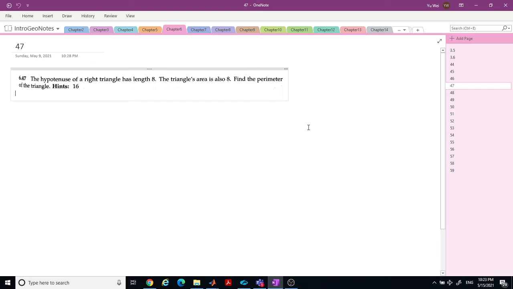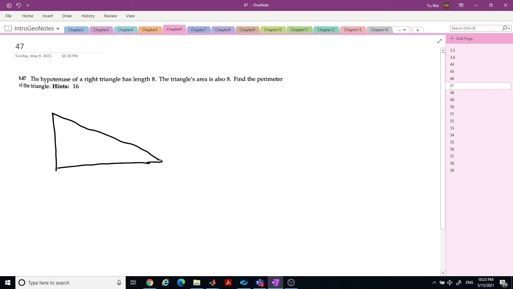So the hypotenuse of the triangle, okay, let's see. We have a right triangle ABC. The hypotenuse of the right triangle has a length of 8. The triangle also has an area of 8. Okay, so we know the area is also 8. Find the perimeter. Okay, let's do it.